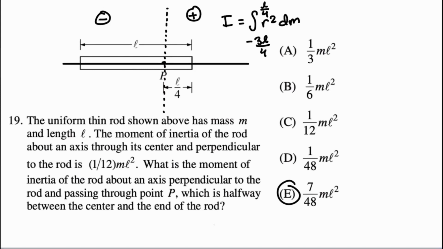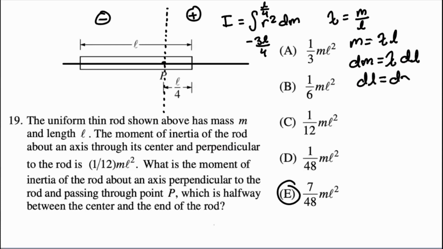And now you have to account for this dm. This dm is a bit troublesome. So you would use the linear mass density. Lambda is equal to m over L. Rearrange that to get m is equal to lambda L. And then differentiate both sides to get dm is equal to lambda, which is a constant multiple, dl. And for this case, we're going to say that dl is equal to dx. So dm is equal to m over L, that's the value of lambda, dx.